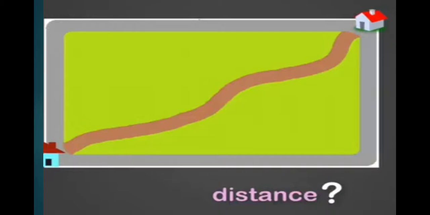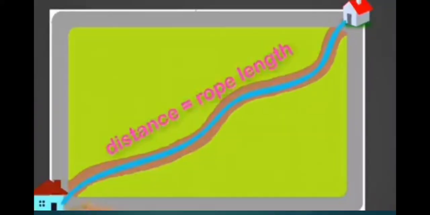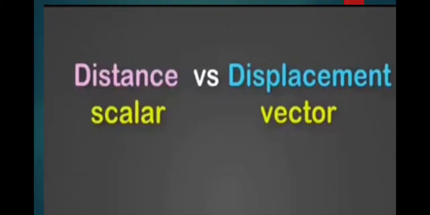So one thing you can do, you can take the help of a rope. If you place a rope along that curved path as you walk, and then you measure the length of the rope, that will give you the distance. There's one more important difference between the distance and displacement.